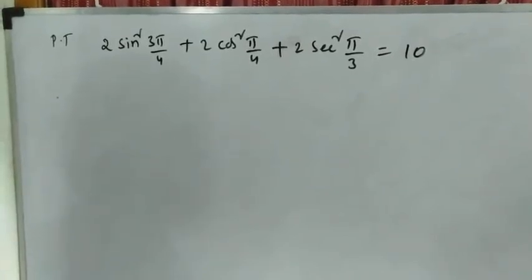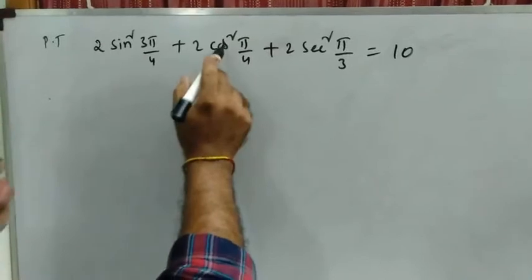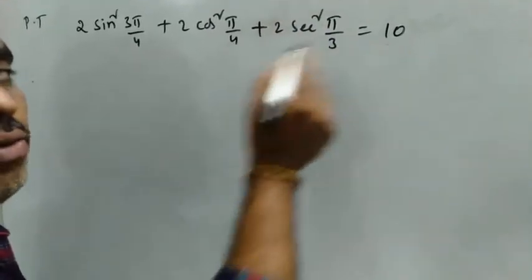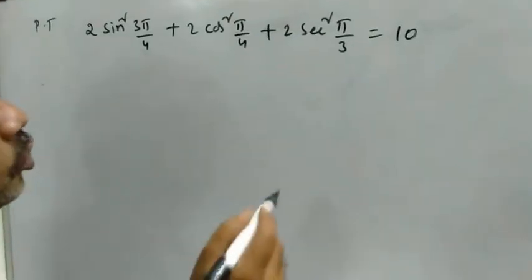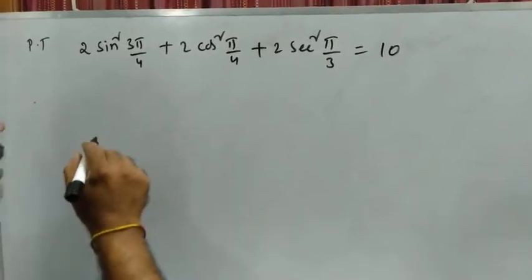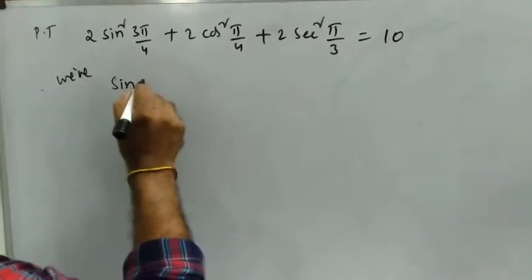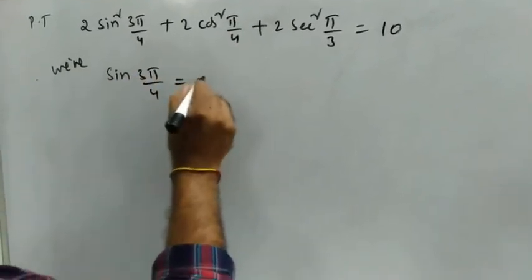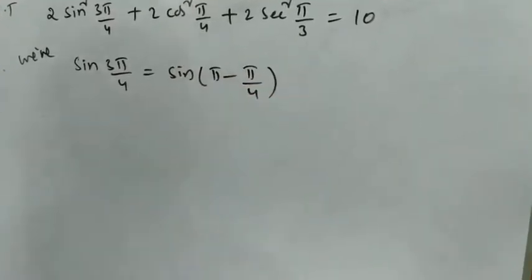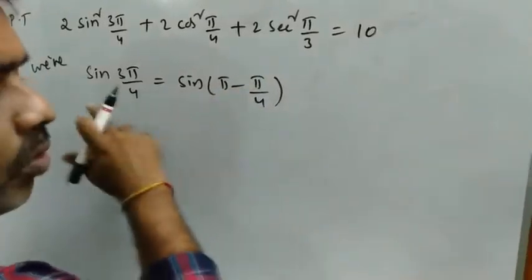Fourth problem, prove that 2 sin square 3 pi by 4 plus 2 cos square pi by 4 plus 2 secant square pi by 3 is equal to 10. So as usual, first see the values involved in the given left hand side term. First one we have sin 3 pi by 4. Sin 3 pi by 4 can be written as sin of pi minus pi by 4, that is 4 pi minus pi, 3 pi by 4.